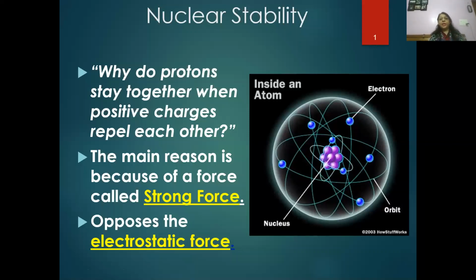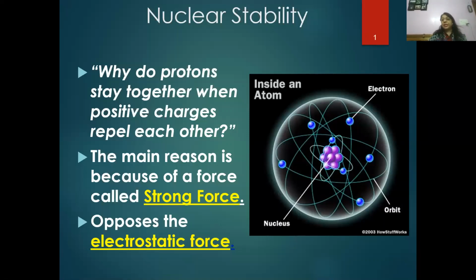So why do protons stay together when positive charges repel each other? In the figure we have here a schematic diagram of an atom. Inside an atom you have electrons, and in this picture we are considering a Bohr atomic model where the electrons are moving around the nucleus in various orbits, and they are not circular according to Bohr but elliptical according to the alteration of the orbit's shape by Sommerfeld. So Sommerfeld's elliptical orbits are shown here, and the electrons are moving around it, and you have the nucleus at the center.